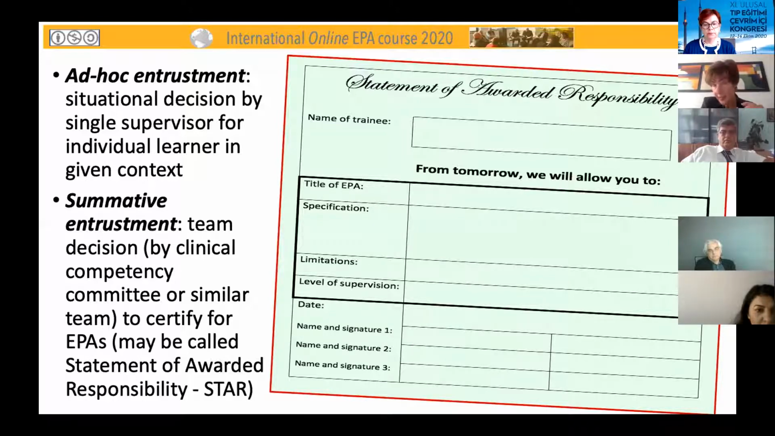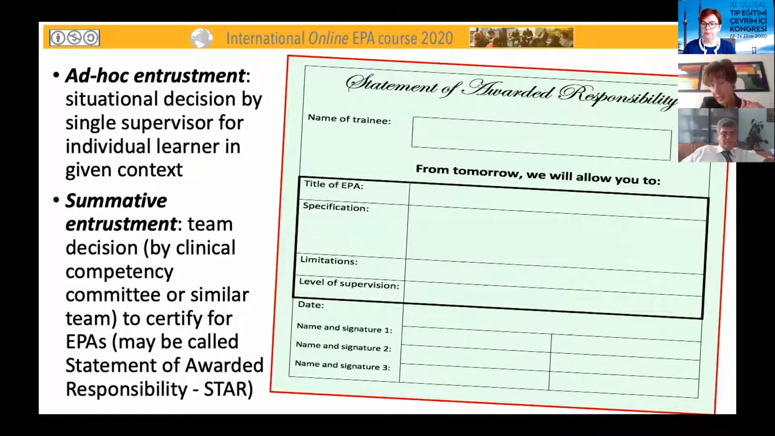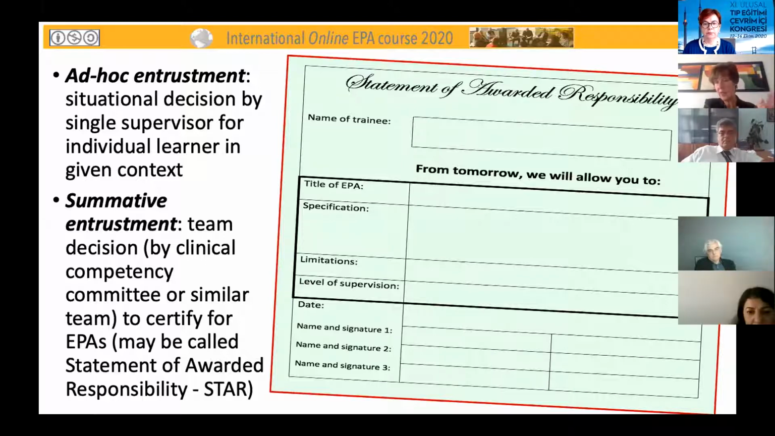And we do a lot of ad hoc entrustment every day, I guess, also in your clinical practice. Now, a summative entrustment decision is ideally made by a team. And then the team says that from now on, this resident can do this job with unsupervised practice.